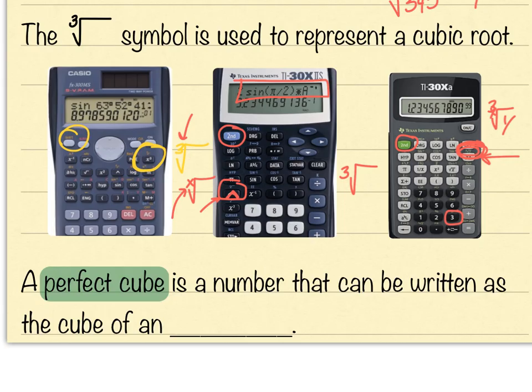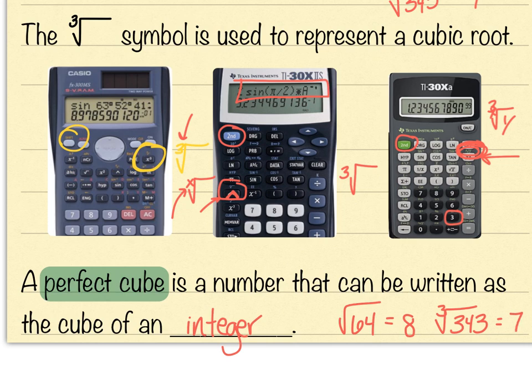So a perfect cube, just like a perfect square, is a number that can be written as the cube of an integer. When we square root certain numbers, we get perfect answers. So 64 is a perfect square, and 343 wouldn't be a perfect square, but it would be a perfect cube because that gives us 7 when we cube root it.